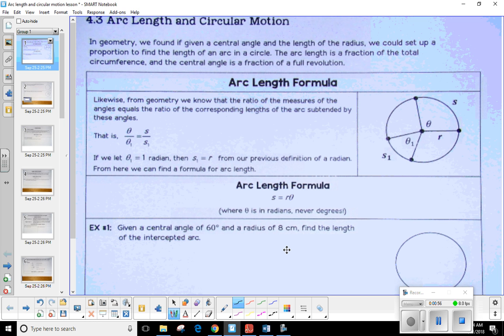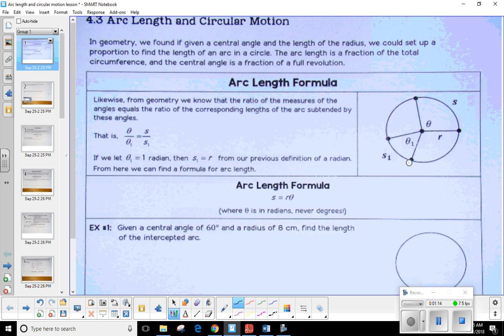So let's see what we're talking about today. A little bit of this is going to be familiar to you, hopefully, from geometry. We're going to be doing it in a different way. In geometry, we found if given a central angle and the length of the radius, we could set up a proportion to find the length of an arc in a circle. The arc length is a fraction of the total circumference.